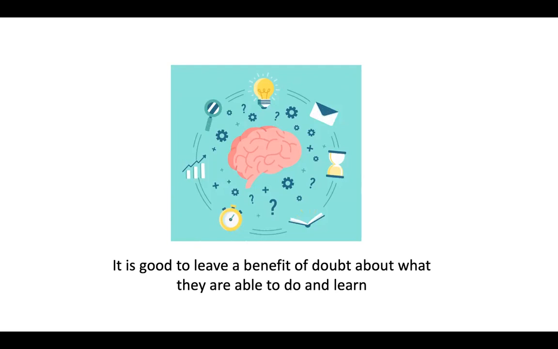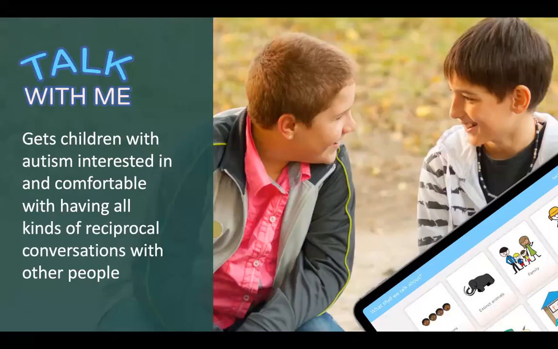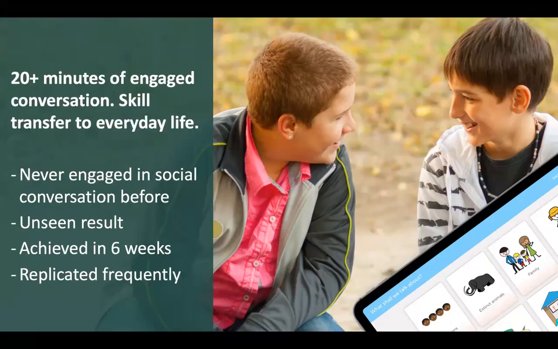At Talk With Me, we leave that benefit of doubt because we give children with all abilities an opportunity to interact with other people socially and engage with others, build relationships, and connect with other people. Talk With Me gets children with autism and other special needs as well interested in and comfortable with having reciprocal conversations with other people. So, back and forth conversation, not need based, back and forth social and engaging conversations.